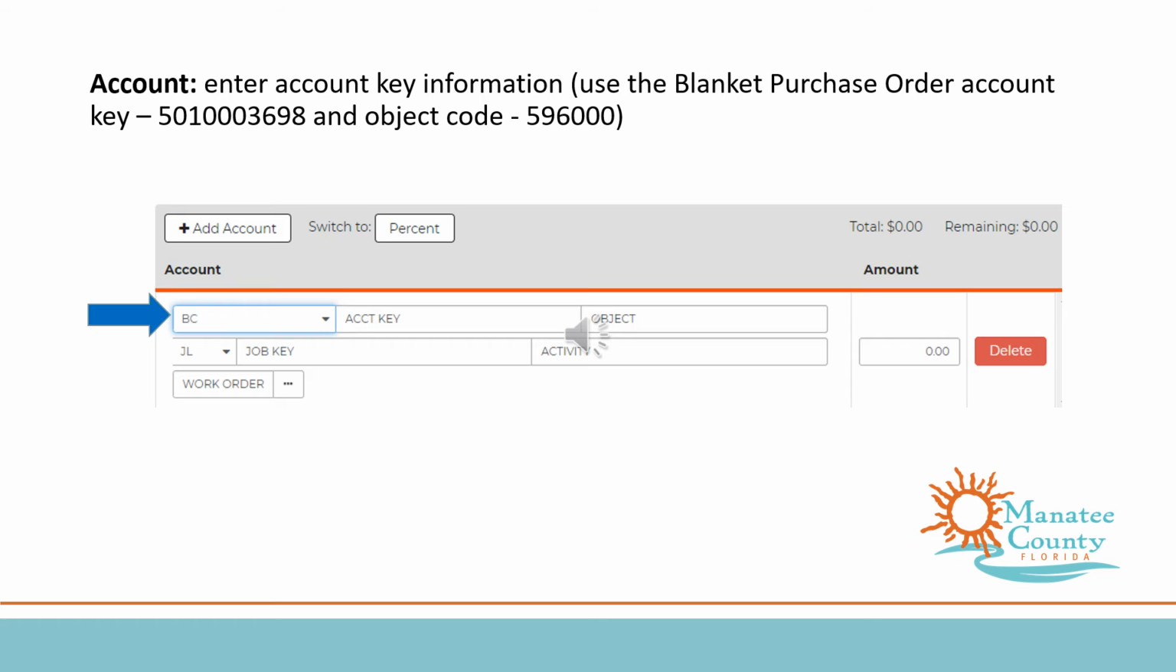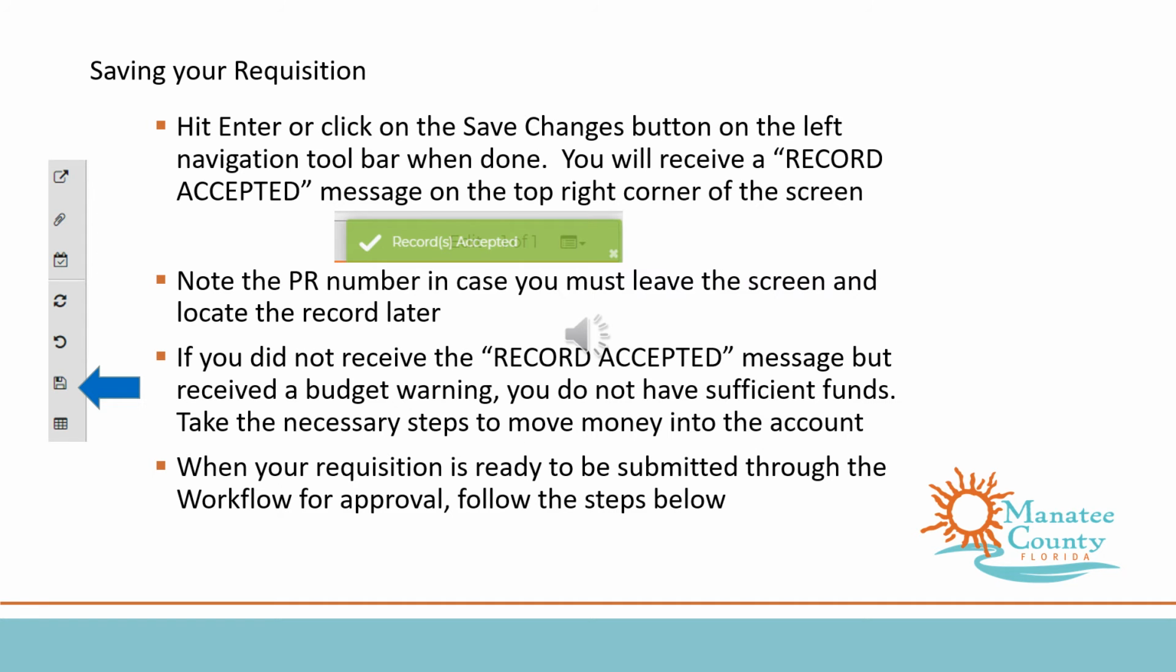In the Account field, you will enter account key information. Use the blanket purchase order account key, which is 501-000-3698 and object code 596000. When saving your requisition, hit Enter or click on the Save Changes button on the left navigation toolbar.